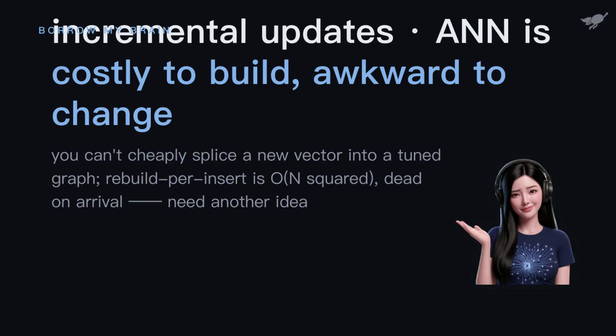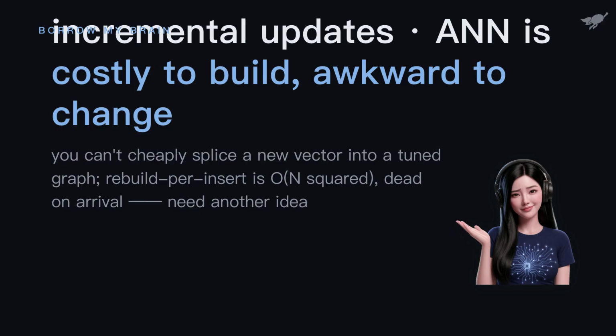Real systems borrow the LSM idea from the storage episodes. A big, immutable base index paired with a small, mutable delta buffer. To insert, you just append one entry to the delta buffer. Cheap. To query, you search the base and the delta together, then merge. Once the delta piles up, a background job quietly compacts it into the base.